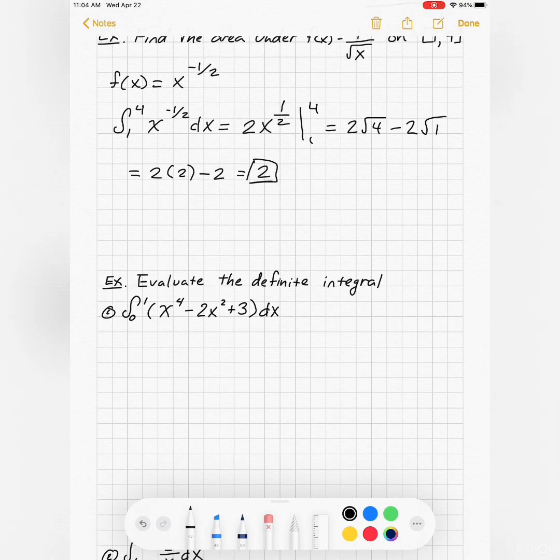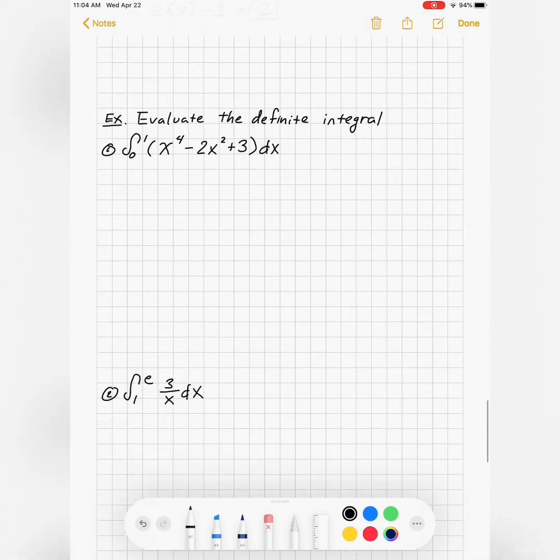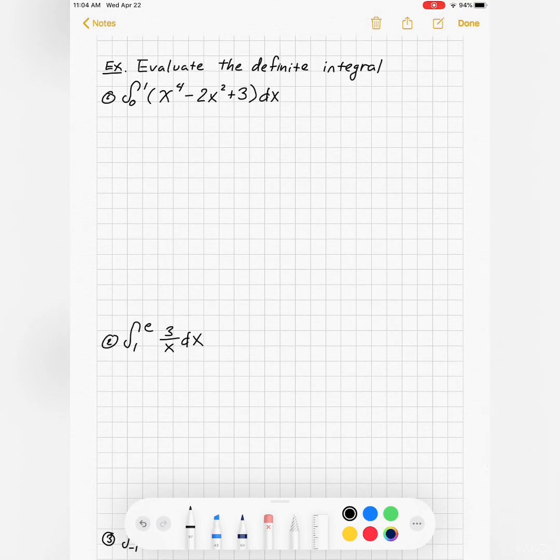All right, so those are finding the area under a curve. I mean, these are the same thing. But in this part, we're not even going into the interpretation. We're just actually evaluating these definite integrals. Same idea. So what do I need to do? I need to find the antiderivative of this integrand.